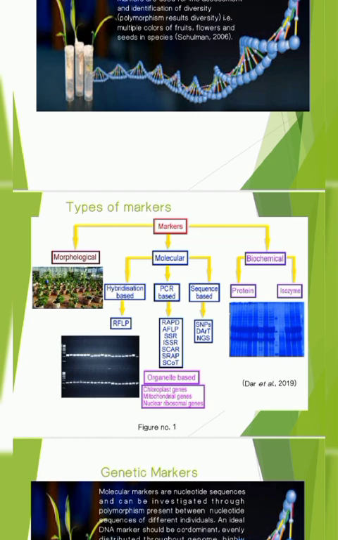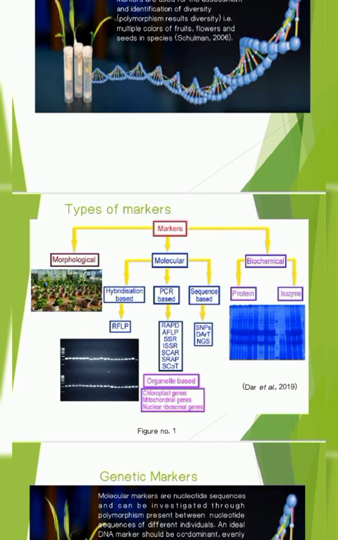AFLP is amplified fragment length polymorphism. In AFLP, markers combine RFLP and PCR technique. Biochemical markers are non-genetic markers. First isolate the protein and run it on the gel.